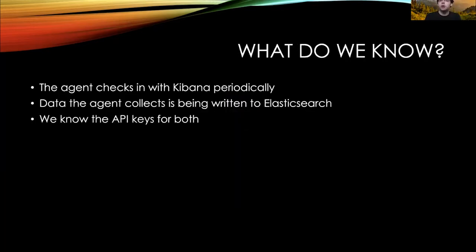So now at this point, let's quickly recap what we've covered and what we know. We know that we have this Elastic Agent. It checks in with Kibana periodically using that Fleet management interface. We know that all the data being collected by the agent is being written into Elasticsearch. We also have the API keys for both of these, and we've identified where they live on disk and where an attacker could possibly recover these API keys. So at this point, I wanted to identify what are the privileges associated with these API keys, and what can an attacker do if they uncover these API keys and want to do something malicious against the Elastic Stack.